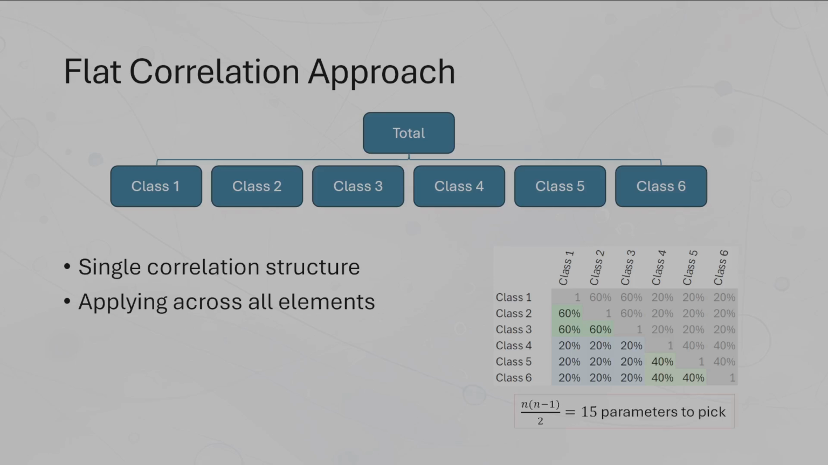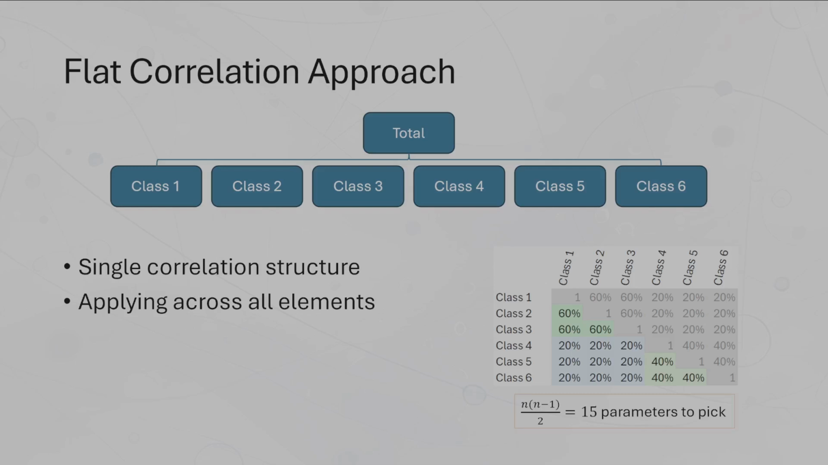You can see here that we've got 15 parameters that we need to pick to populate this matrix. We don't need to populate the leading diagonal of 1s, and it's symmetrical, so we only need to populate the lower half, but that still leaves us 15 parameters we need to pick here.